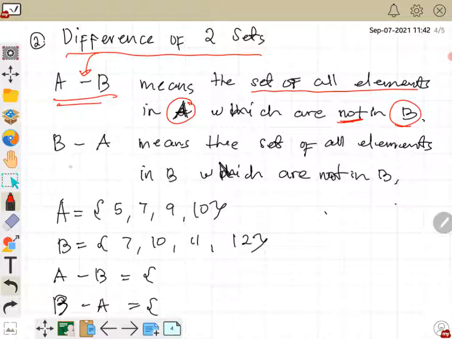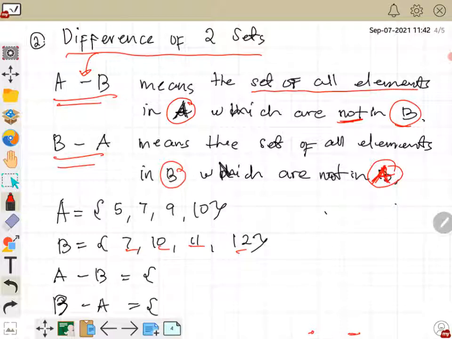B minus A is actually different, surprisingly different from A minus B, because B minus A means the set of all elements in B. It's the opposite. The elements in B but not in A. Okay? So suppose we have here A, the elements of A are 5, 7, 9, 10. The elements of B are 7, 10, 11, and 12.